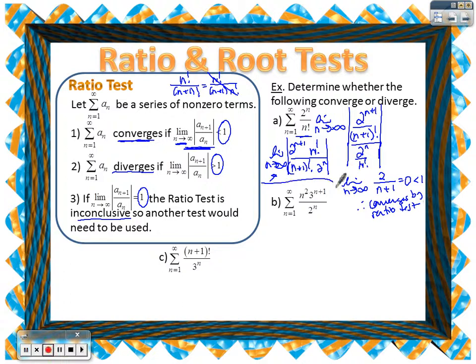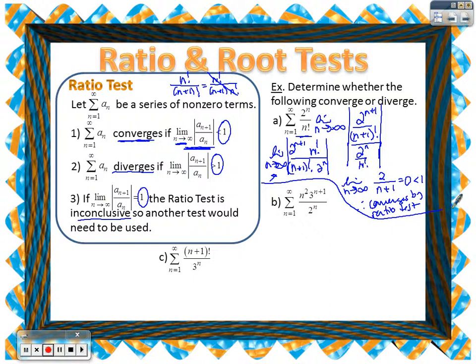Okay? Now some students really like this test, and some students really don't like this test. My goal is for you to learn how to use it and use it when it's helpful. Okay? Let's take a look at the second one. Any questions? All right. The second one, we're going to do the same thing.